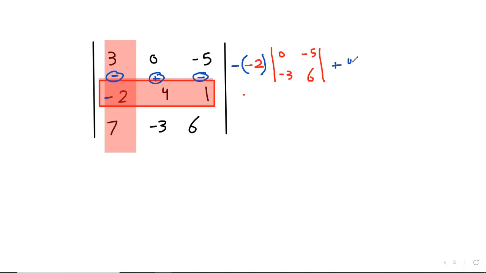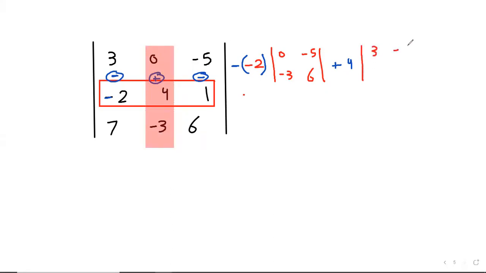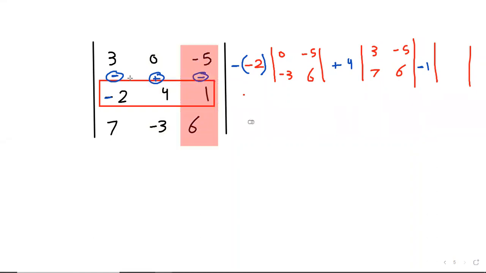And then write a plus 4 multiplied by, cancel the row and the column of 4. So here it's the row of 4 and here it's the column. Then you are left with 3, -5, 7, and 6. Okay, then write -1 multiplied by, cancel the row and the column of 1, and it's not -1, it's 1, but we have negative before 1. Cancel the row and the column, so you are left with 3, 0, 7, and -3.